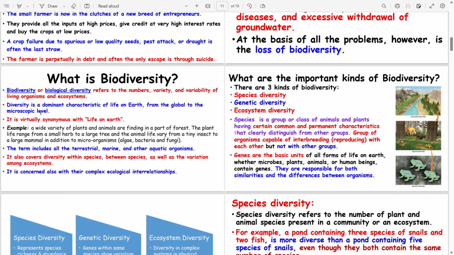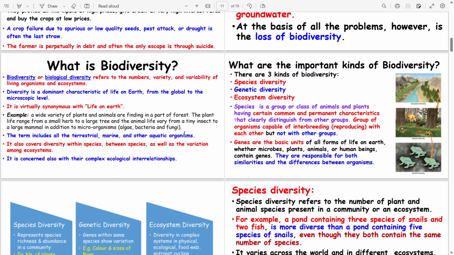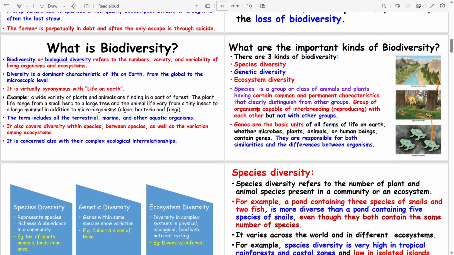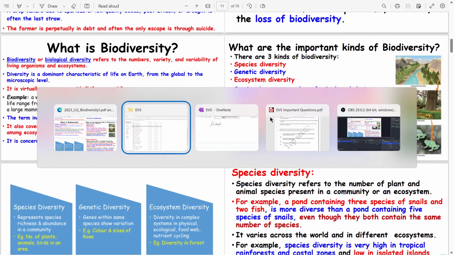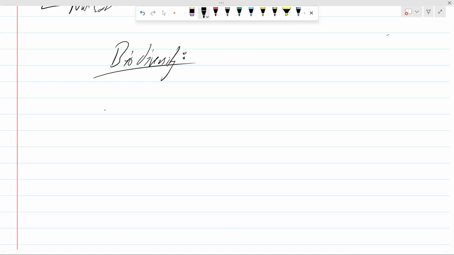Okay. है ना. So diversity is a dominant characteristic of life on Earth. From the global to microscopic level, there is a lot of diversity. It is virtually synonymous with life on Earth. Biodiversity is like life on Earth. No need to read all of those. So what are the important kinds of diversity? There are actually three types of biodiversity. You remember? Genetic, ecosystem.